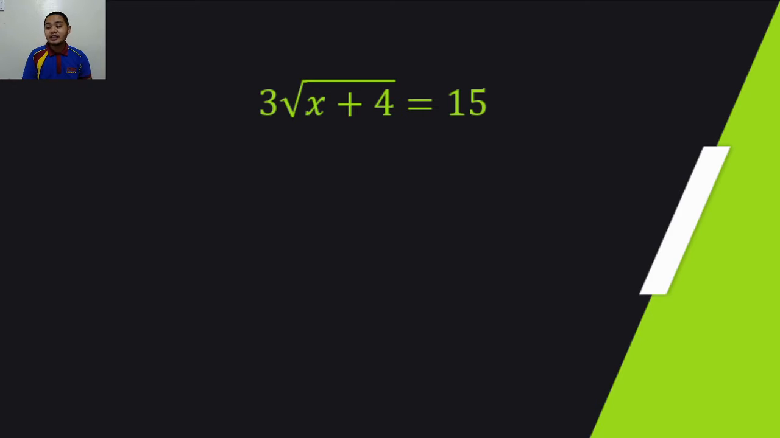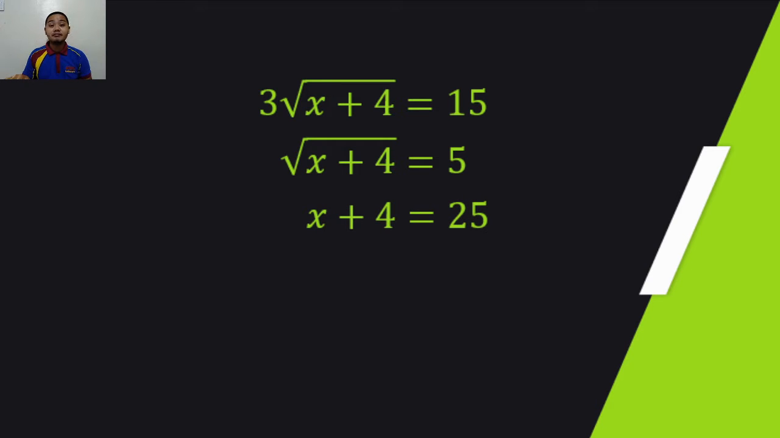So we have 3 times the square root of x plus 4 is equal to 15. So ang gagawin niyan natin dito is we divide both sides of the equation by 3. So ang mangyayari ngayon, that will become the square root of x plus 4 is equal to 5. Next, kamukha ng ginawa natin sa unang example, square both sides of the equation. So this will become x plus 4 is equal to 25. Next, para makuha yung value ng x, we add negative 4 on both sides of the equation and we will get x is equal to 21.